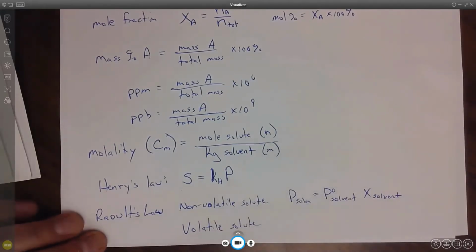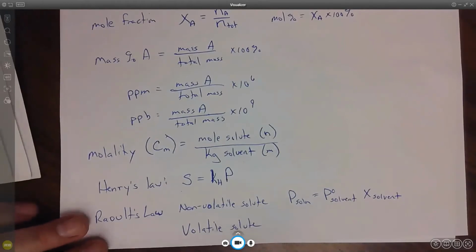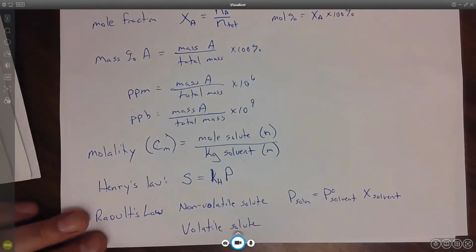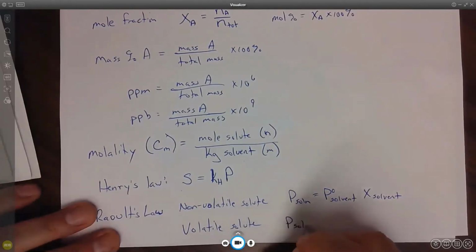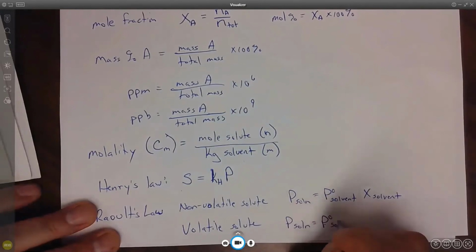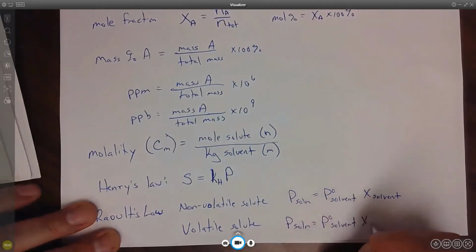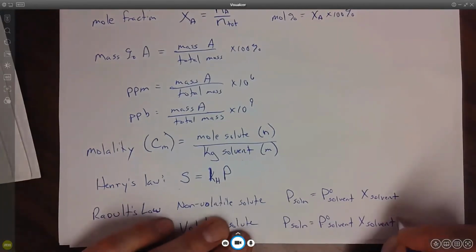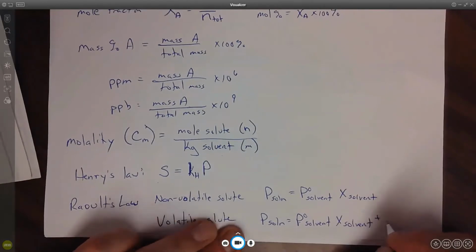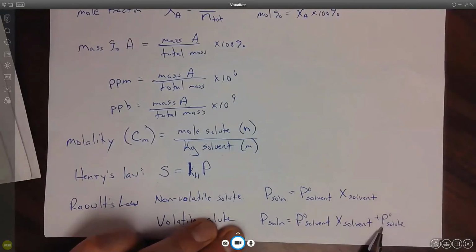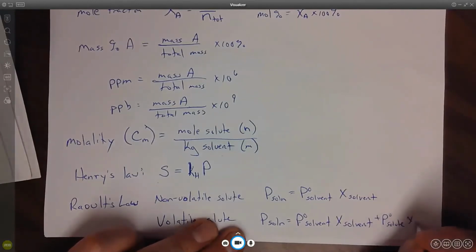So most liquids, of course, are volatile. Some solids are actually volatile. But we're going to mainly say that the liquids are volatile and the solids are going to be non-volatile. So now the vapor pressure of that solution not only has a contribution from the vapor pressure of the solvent, which would be the same as we've seen before, but now we've got to add on that contribution of the solute. So this would be the vapor pressure of the pure solute times the mole fraction of the solute.